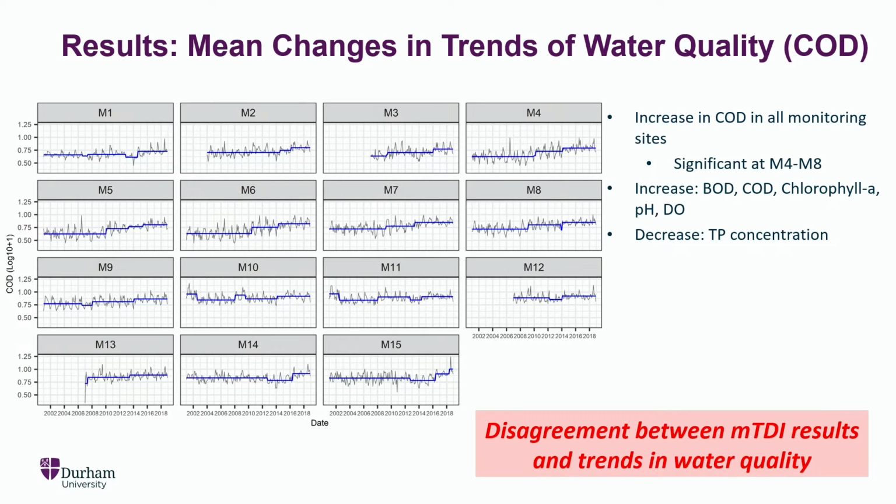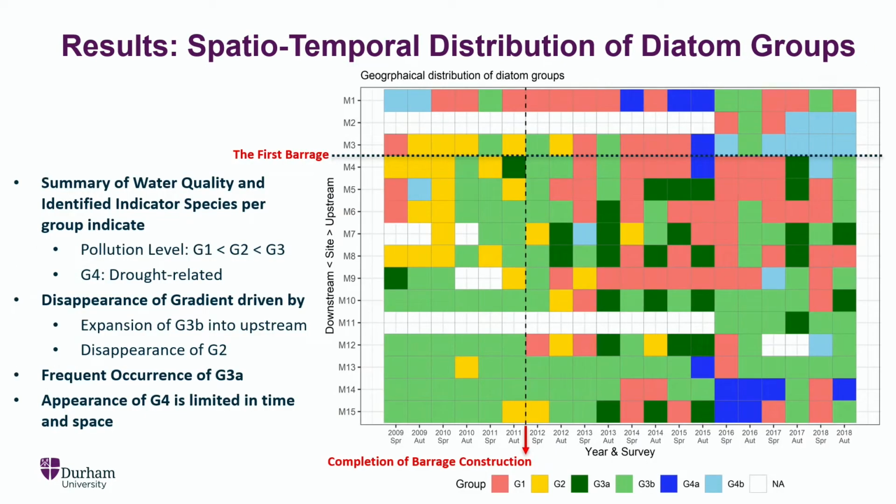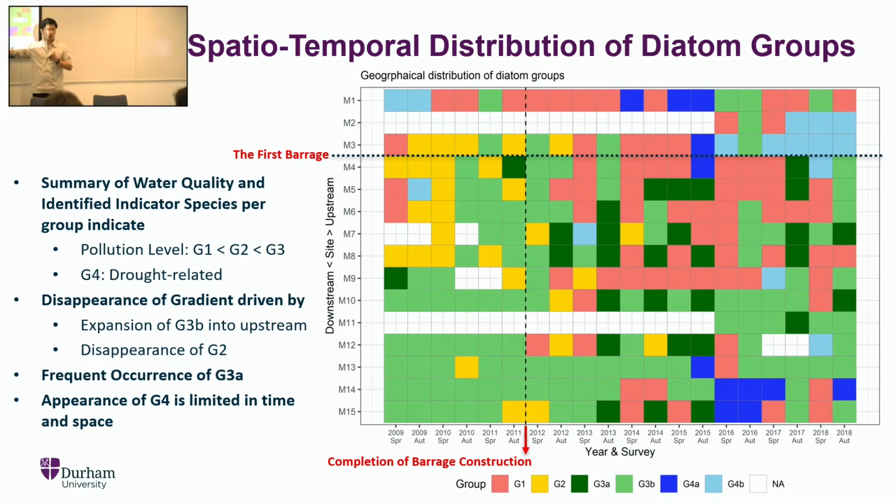So what I propose to assess river health and water quality better using Diatom is to combine the Diatom data with the water quality data, and I performed cluster analysis based on the similarity of Diatom assemblages. And here is the result. We have 4 major groups, G1 to G4, and G1 to G3 are divided by pollution level. G3 indicates higher pollution level, and G1 indicates the least pollution. And G4 is related to drought in the catchment area.